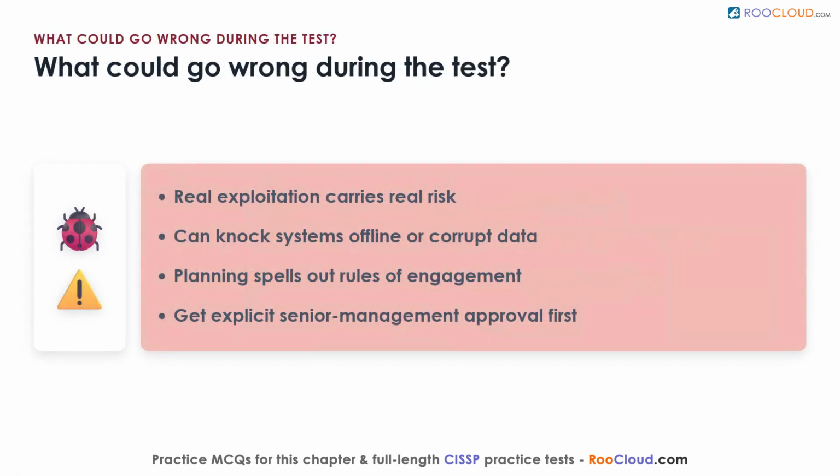What could go wrong during the test itself? Quite a lot, because real exploitation carries real risk. A penetration test tries to break things, so it can knock a system offline or corrupt data along the way. That is precisely why the planning phase matters so much.